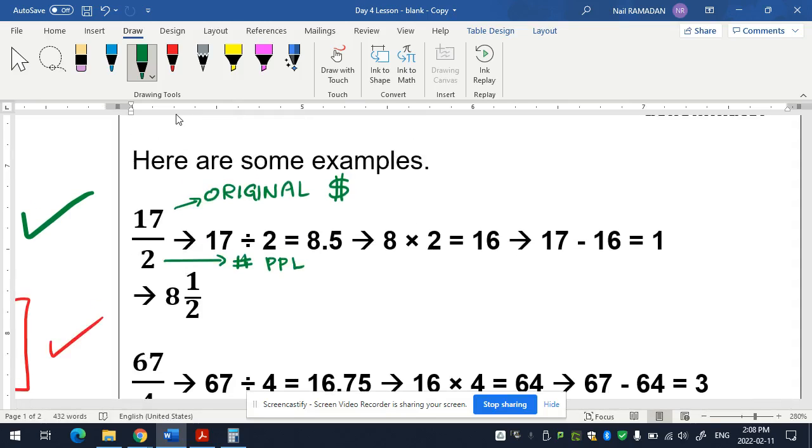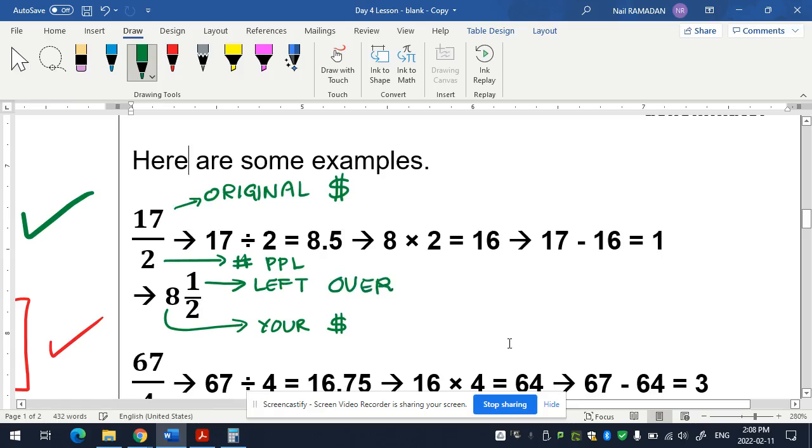Now let's look at the 8.5. 8 is your money. By your, I mean your own, not everyone's. And 1 is what is left over. Is there a need to label the 2 again? No, because it's the same number. It's still the number of people.